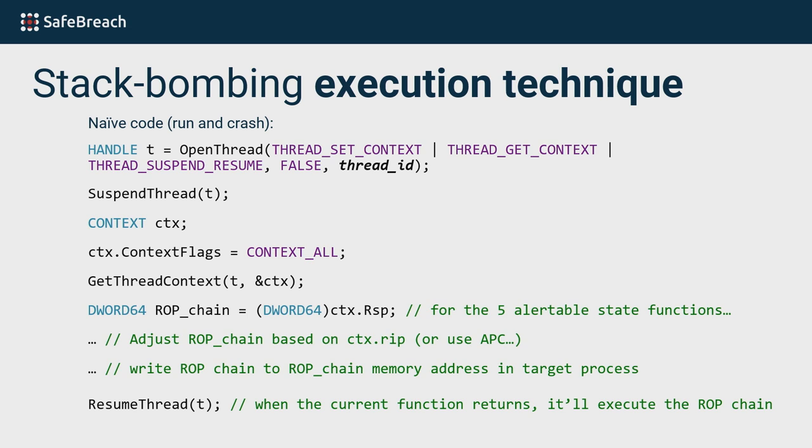So if the target thread is in an alertable state, it means that if we now write the address of the destination code in the address pointed by RSP, the thread will actually branch, the return in the thread will immediately branch to our own code, and that's essentially the idea.